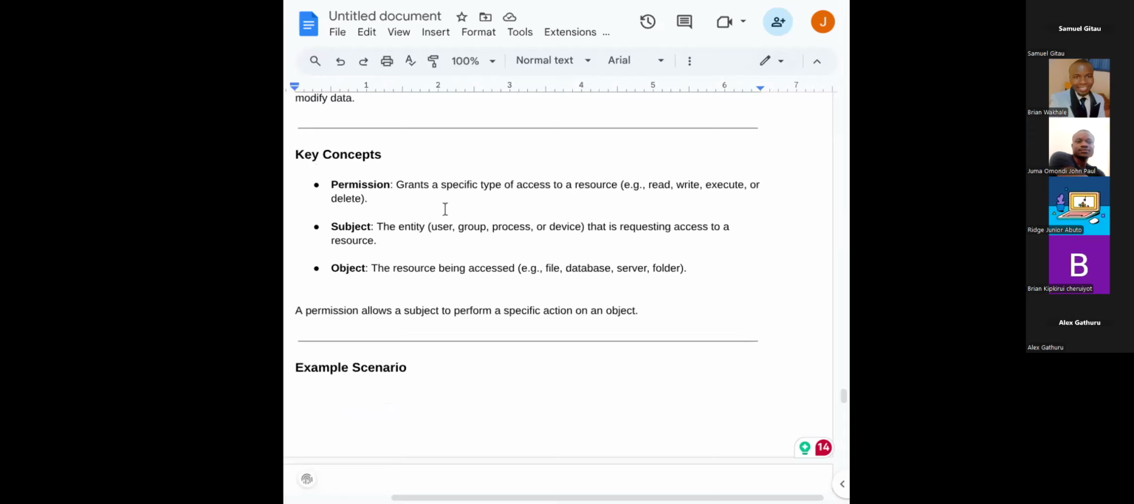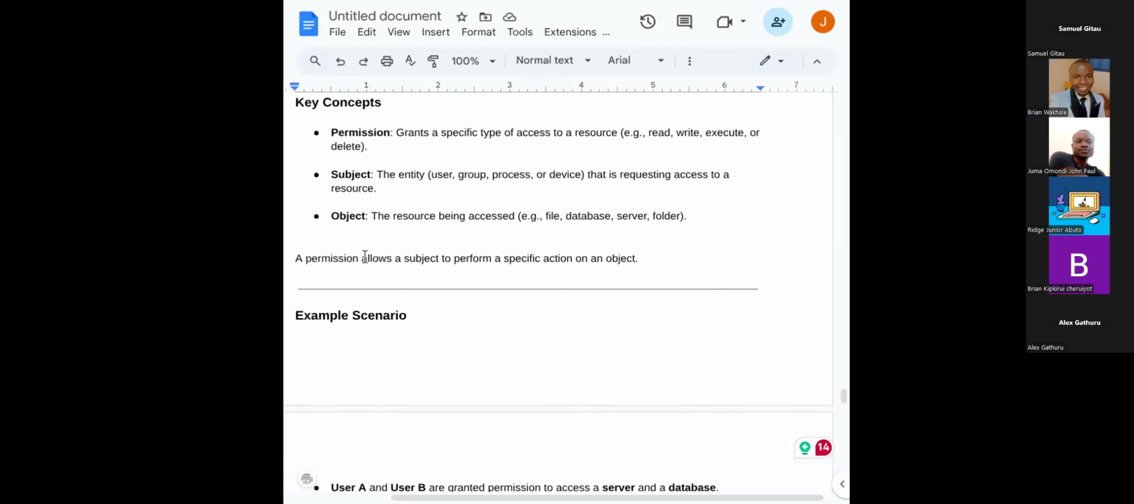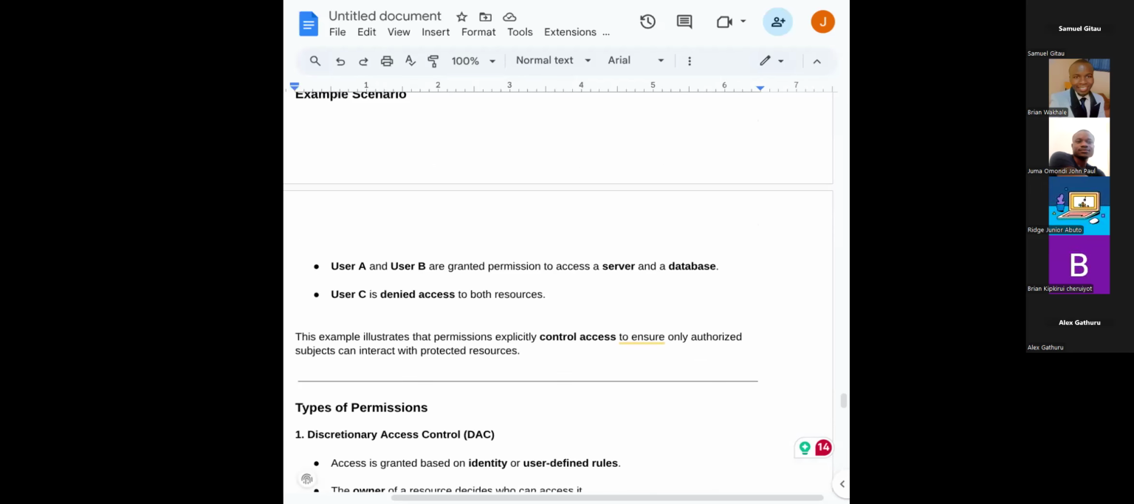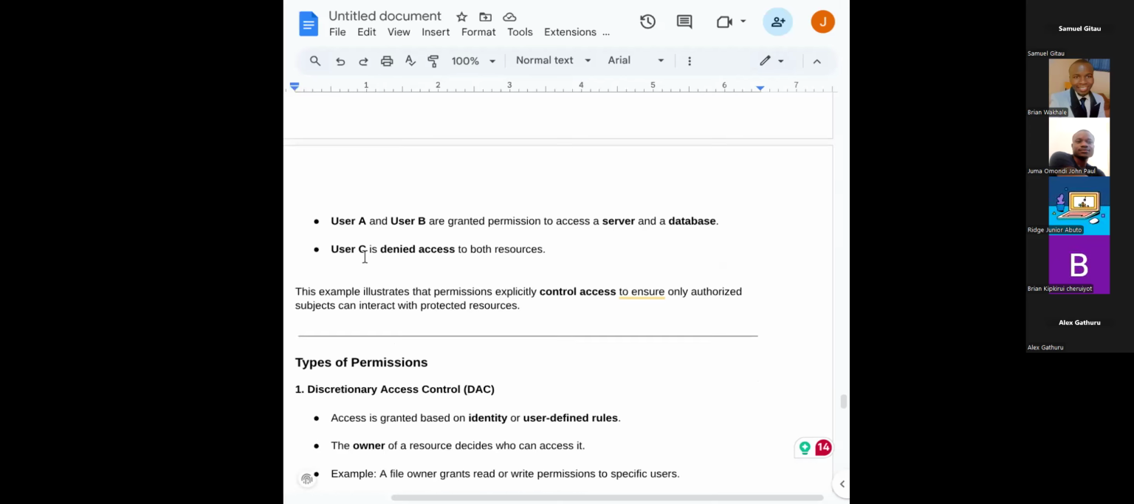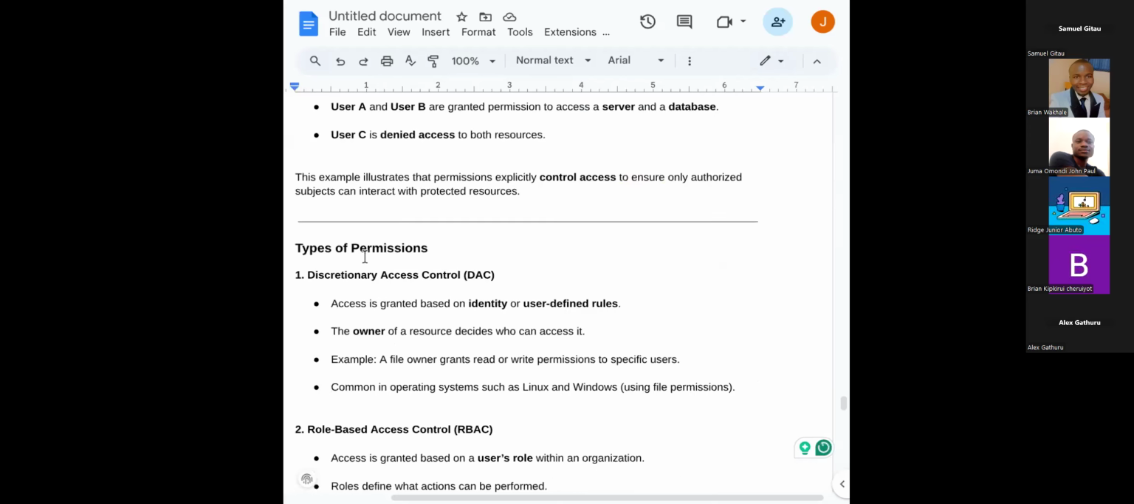Number one, they grant a specific type of access to a resource, that's a user, to do something. For example, you can create, you can edit, you can read, you can write, you can execute. The subject, this is the user, so you've been given permission to do something. And then the object, that's something that you can access. It's the object, all right? And I've given you a good example of the house. Tuachane na user A na user B.